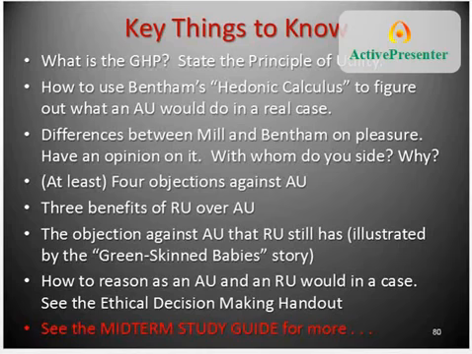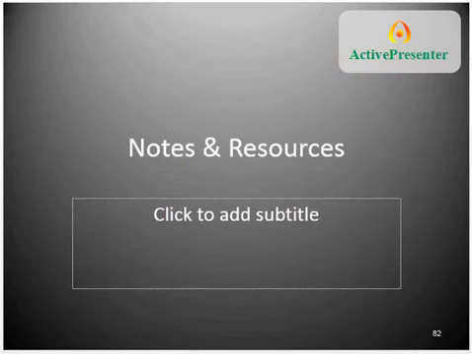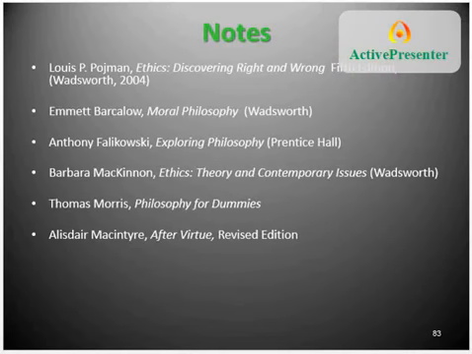All right, so know at least some of the objections against Utilitarianism. Know the benefits of rule utilitarianism over act utilitarianism. Know the green-skinned babies objection. And there you have it.